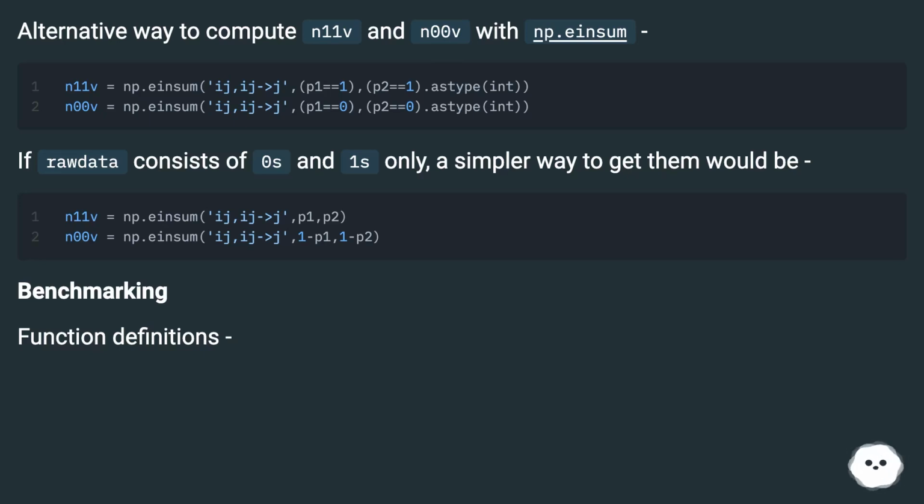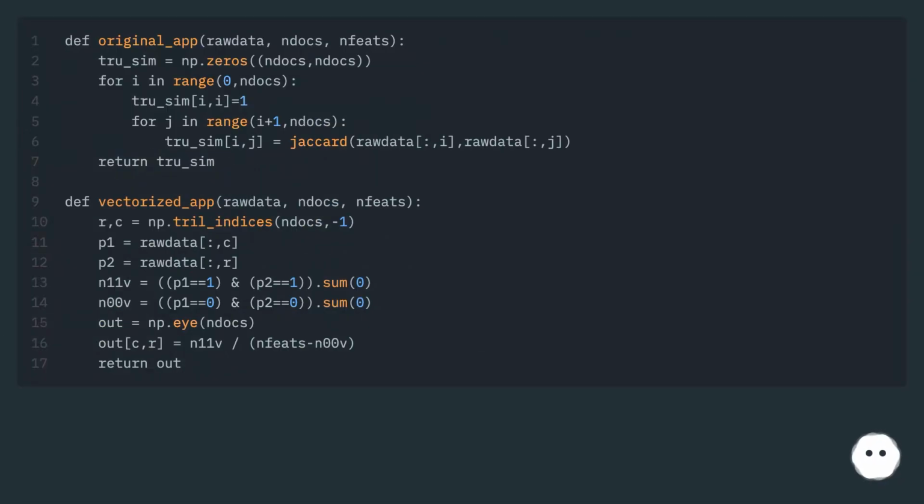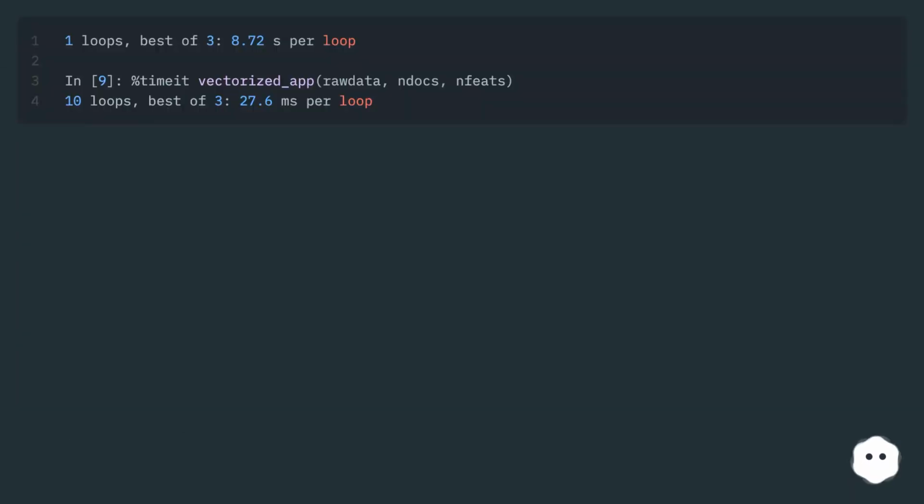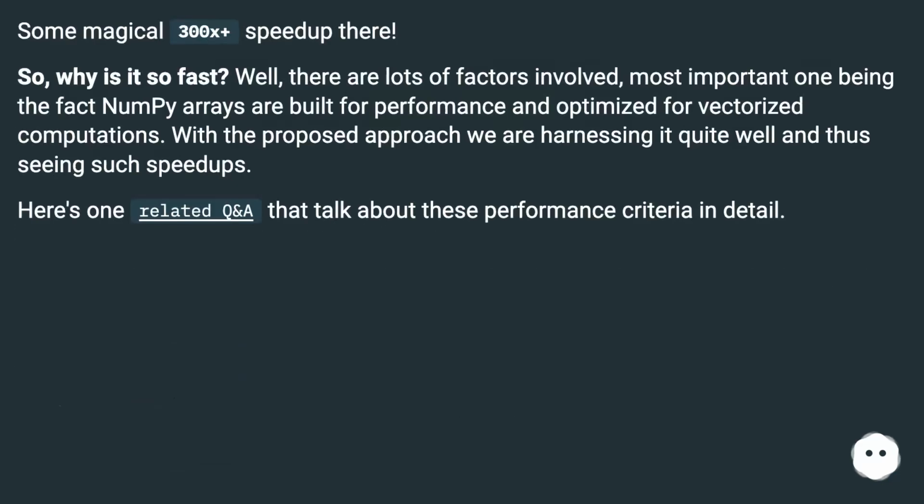Benchmarking. Function definitions. Verification and timings. Some magical 300x plus speed up there.